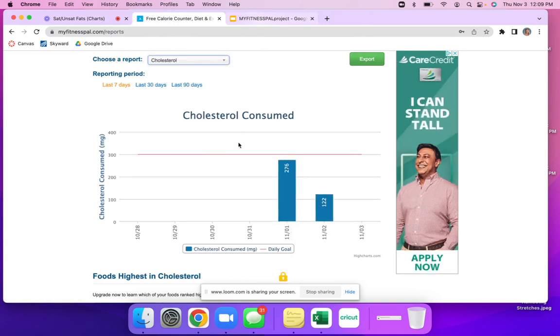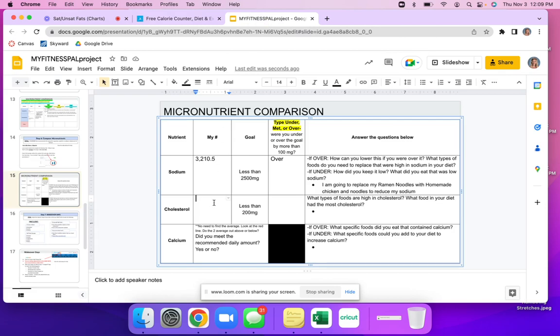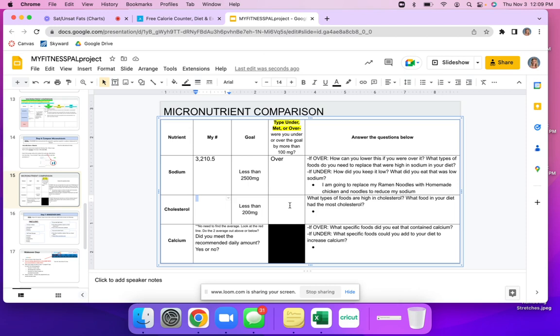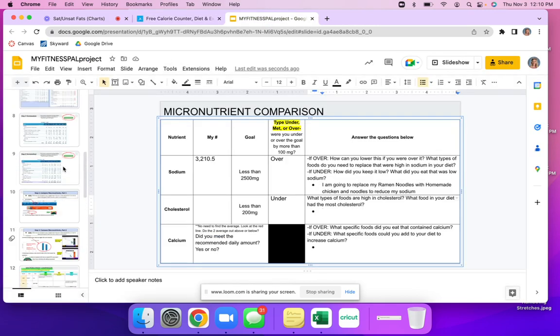I'm not going to do that, but you would put the number here. Clearly, I can see just if I'm looking at these two numbers that I'm under. Then I would say whether I was under or I met. And then it says what types of foods are high in cholesterol, what food in my diet had the most cholesterol. So I would go back to my screenshots.